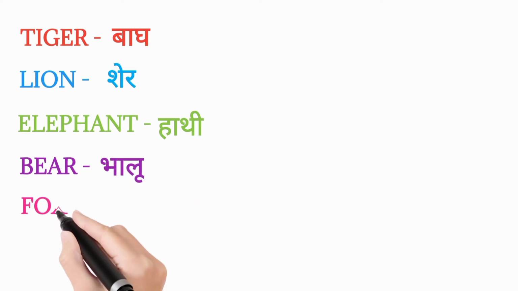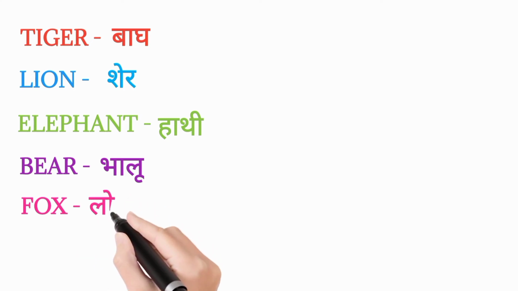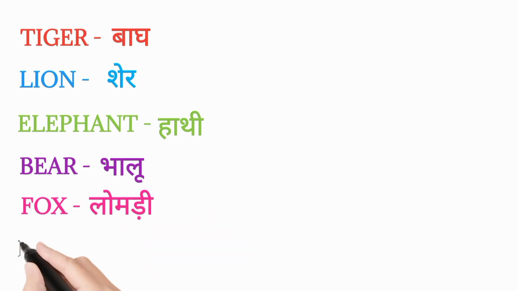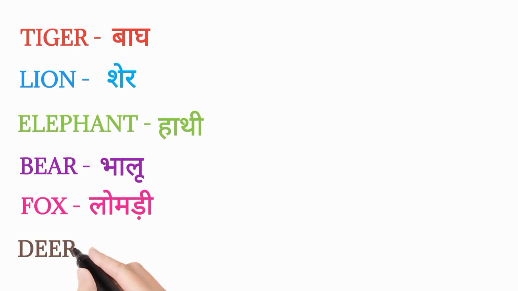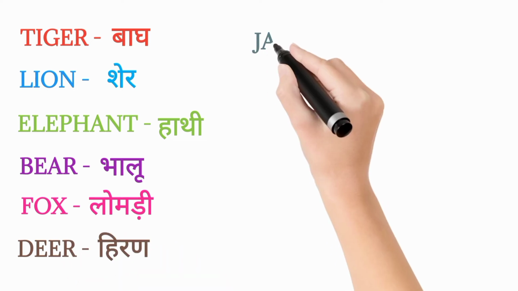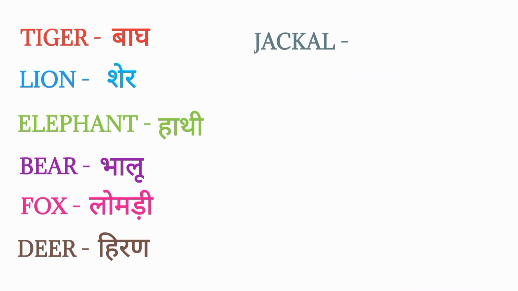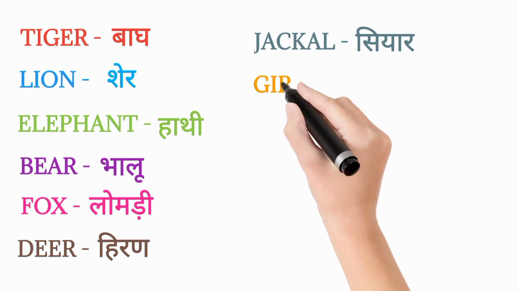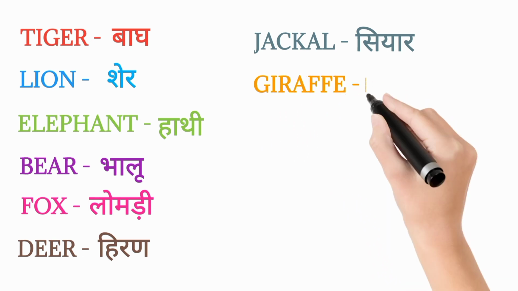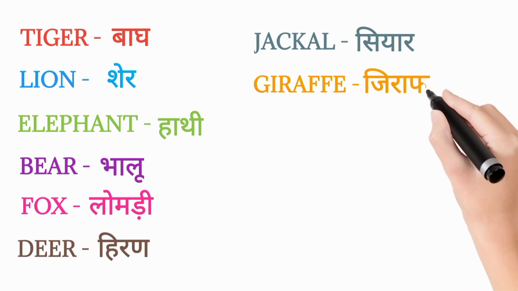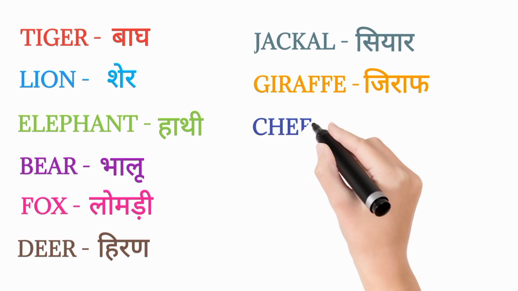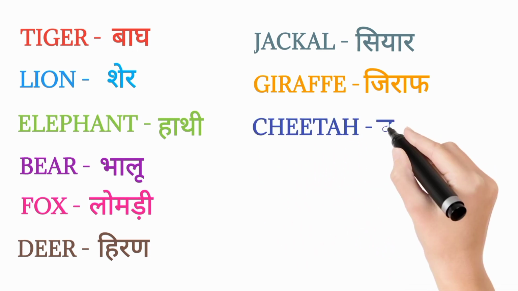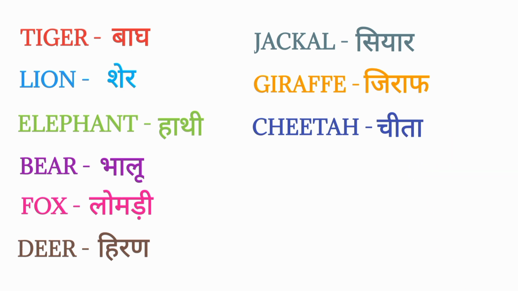Next one is fox. For fox it is lomdi. Next one is deer. For deer it is hiran. For jackal it is siar. Next one is giraffe. For giraffe it is giraffe. Next one is cheetah. For cheetah it is cheetah.